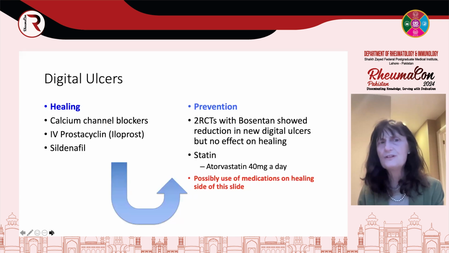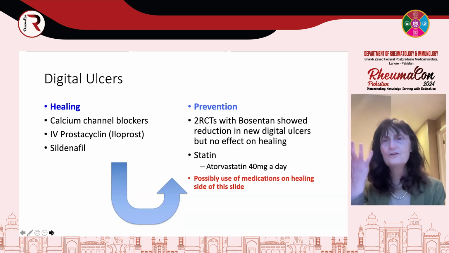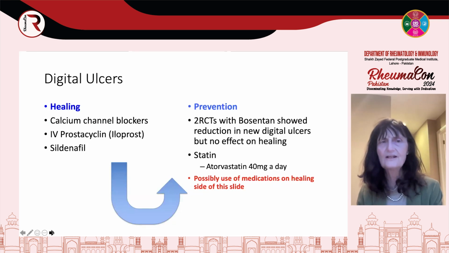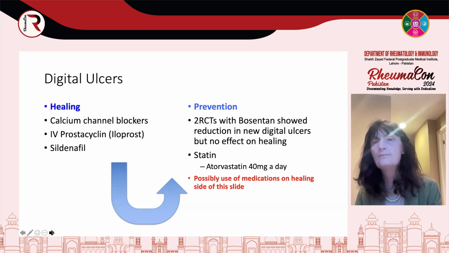So this is what I do for digital ulcers. The data mostly are not very good data on our early lines of therapy. So for healing, anything that will vasodilate in Raynaud's might be helpful: calcium channel blockers, prostaglandins like iloprost, or sildenafil or tadalafil. For prevention, so the healing also could help for prevention, but for prevention, drugs like Bosentan, which in Pakistan you have generics that are far less expensive than in North America, but Bosentan does not heal ulcers.